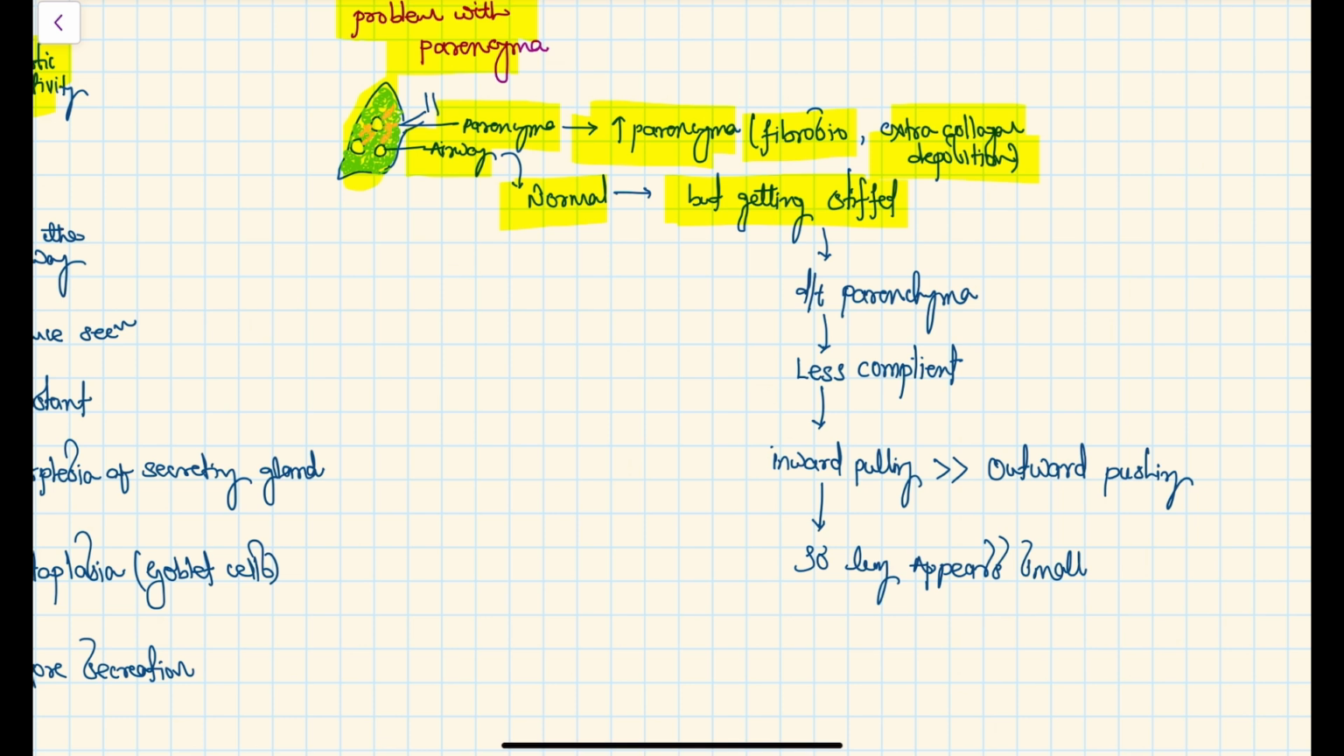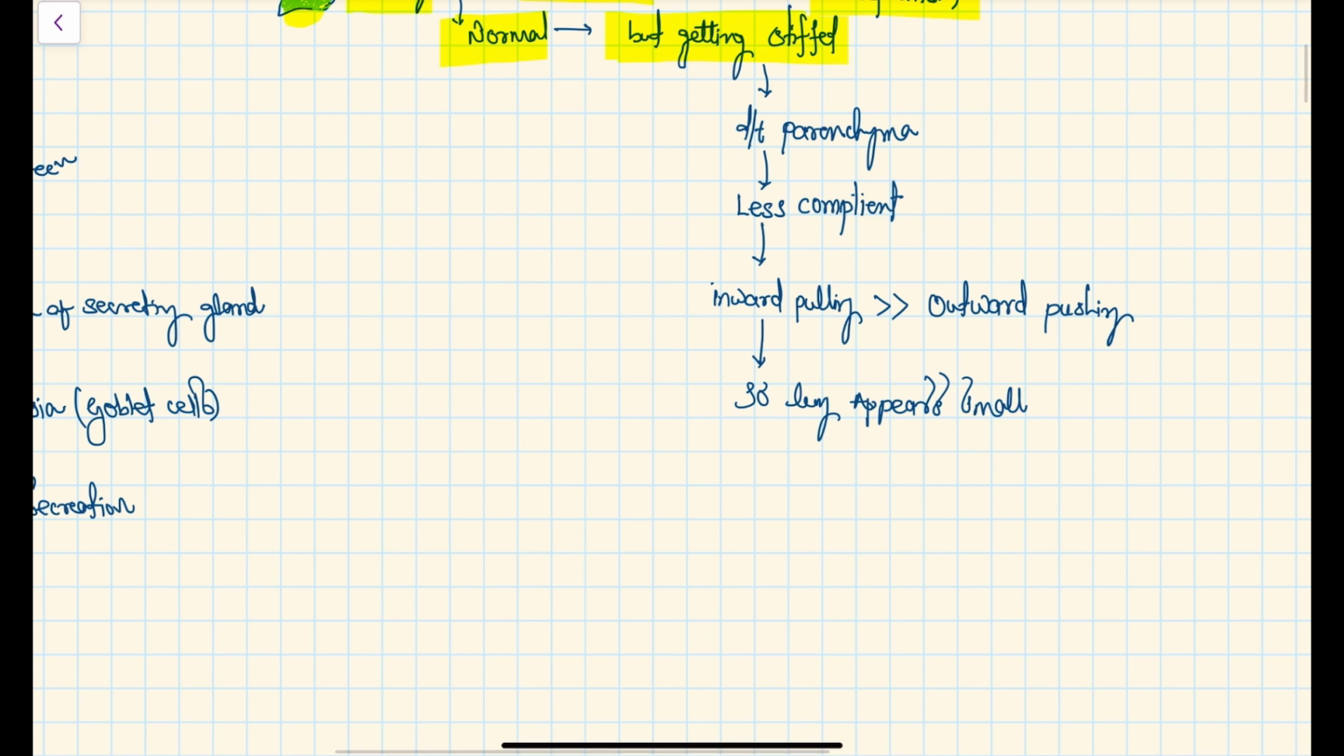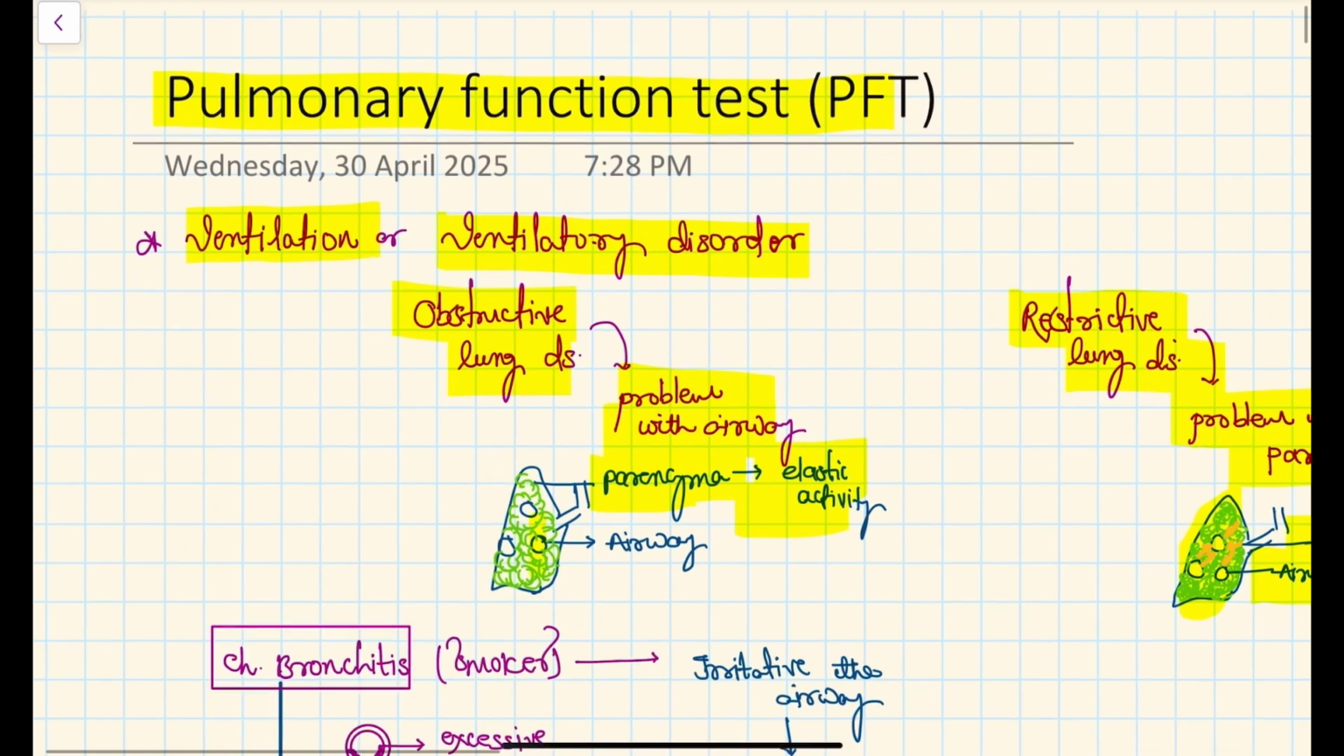Now the lungs become less compliant, and due to that there is more inward pulling than outward pushing. So there will be an increase in inward pulling and a decrease in outward pushing. So the lung becomes small. The lung becomes small in the restrictive diseases. Okay, coming to the obstructive diseases.